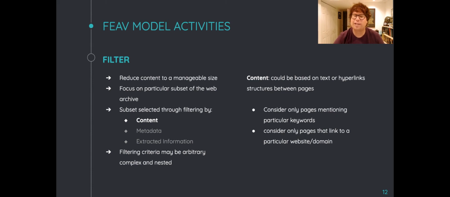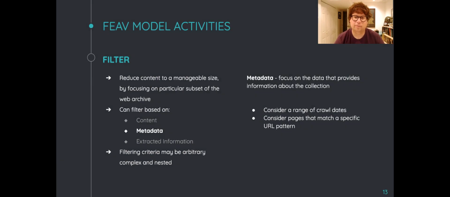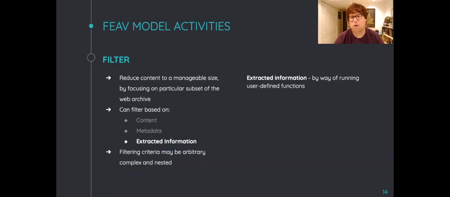You could do it through context, based on the text or the hyperlink structures between pages, such as pages that mention only particular keywords, or pages that link only to a particular website or domain. Websites that say climate change or link to the United Nations. Through metadata, the crawl dates found in the WARC header, we only want web pages from 2014, even though the collection spans a decade, or pages that match a specific URL pattern. Or other extracted information by using user-defined functions.